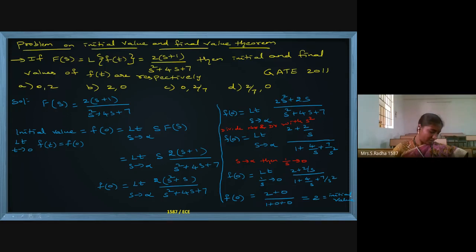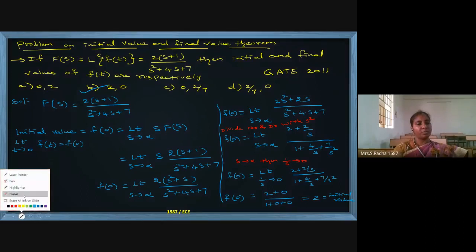Okay, I will complete it in another 2 minutes. I will complete the final value theorem also. The initial value we got is 2. In the 4 options, you can identify with this also. You can finalize the answer as option B, because only in option B is the initial value 2. You can just finalize the answer option B, and I will go to the final value also.